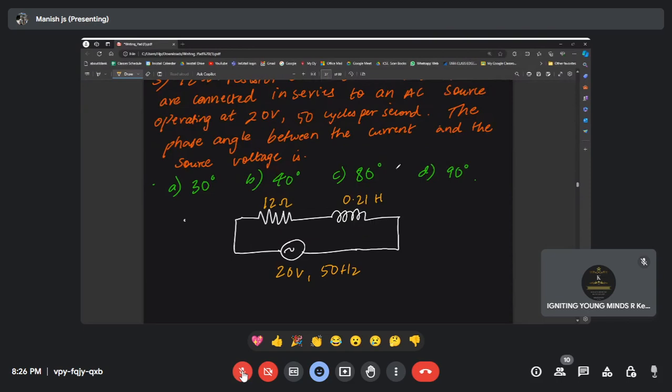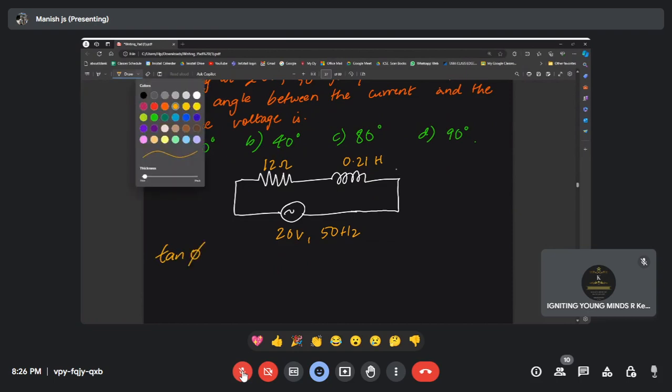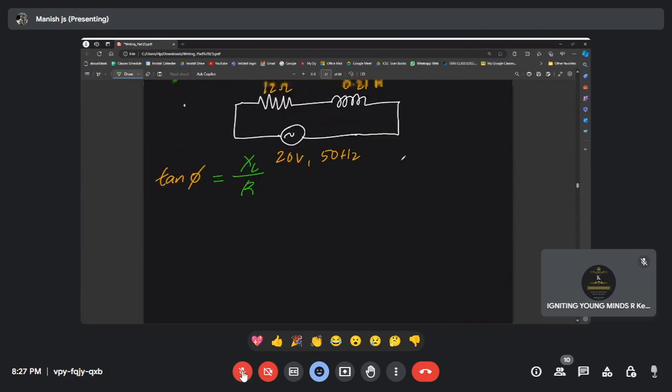You have an inductor and a resistor. Whenever they ask you the phase angle, it is given by the relation tan phi, which is the ratio of reactance and resistance. So tan phi is equal to XL upon R. We use this particular relationship. Suppose instead of an inductor, you have a capacitor along with the resistor. In that case, it is XC upon R. Like that it gets modified.